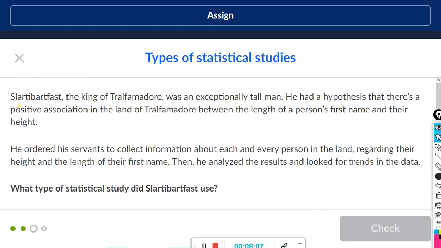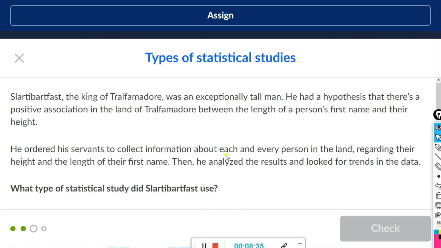All right, Florida Bartfast, the king of so-and-so, was an exceptionally tall man. He had a hypothesis that there's a positive association in the land between the length of a person's first name and their height. He ordered his servants to collect info about each and every person in the land regarding their height and the length of their first name. Then he analyzed the results and looked for trends in the data.